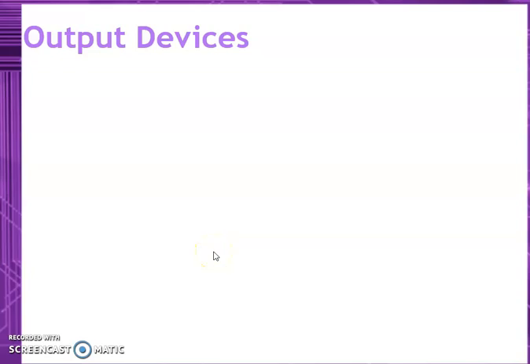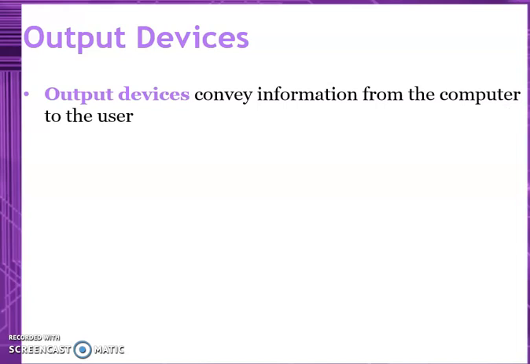In the last video, we talked about input devices. Now we will talk about output devices. Output devices are those devices which show your output. And what is the output? Basically, they convey the information from the computer to the user.